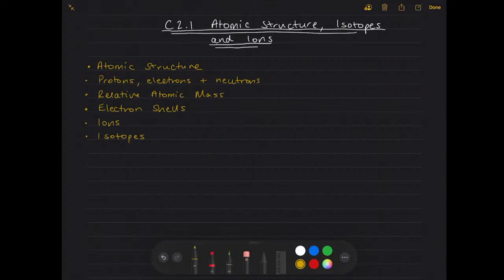Just to run through what's going to be covered in the session, we'll start very quickly by recapping atomic structure. We'll then look at the role of protons, electrons, and neutrons. Understanding relative atomic mass from the periodic table. We'll study something called electron shells in a bit of detail. And eventually we'll apply everything we have learned to ions and isotopes. So I hope you find today's session useful.